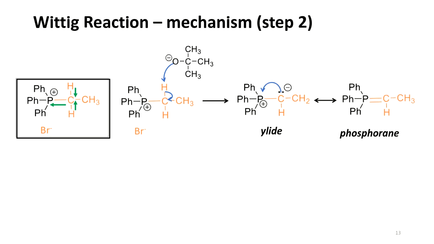So here we have the resonance form. Where the electrons of the carbon will go in to replace the lone pair on the phosphorus, we end up with the resonance form, the carbon-phosphorus double bond. So this ylide now will react with our carbonyl compound.